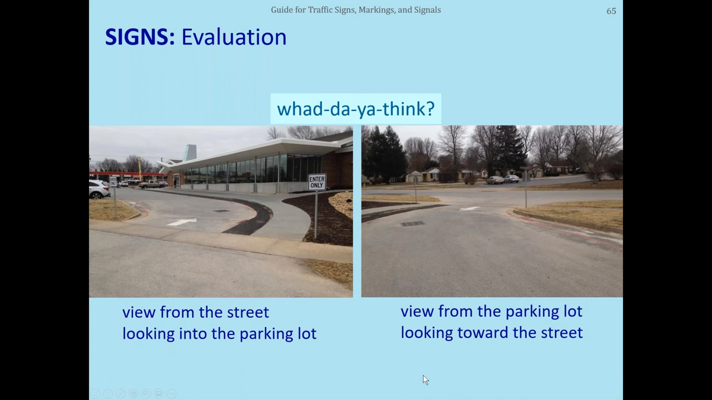Here's one that puzzles me, and maybe there's a good explanation, but if there is, I don't know about it. You're on the street entering the parking lot. You see the signs, enter only. Okay. But you're inside the parking lot, headed toward the street. You don't see any signs. Do they have that backwards? It's not the people on the street that need to see enter only. It's the people inside the parking lot that need to see do not enter, wrong way. Whoever did this job, it seems to me like they're not quite up to speed on thinking through traffic situations.